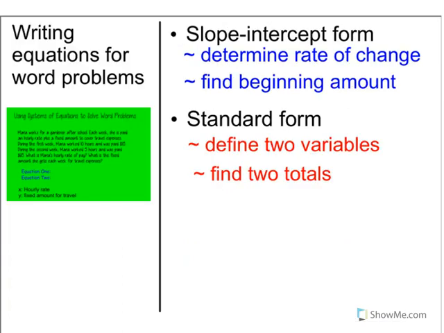Remember, when we are writing systems of equations from word problems, the two types of equations that we commonly see are slope-intercept form and standard form. Slope-intercept form will have a rate of change and a beginning amount, which would be your y-intercept. Standard form will lay out those two variables for you pretty explicitly, and it'll have two totals for you to be able to draw from.